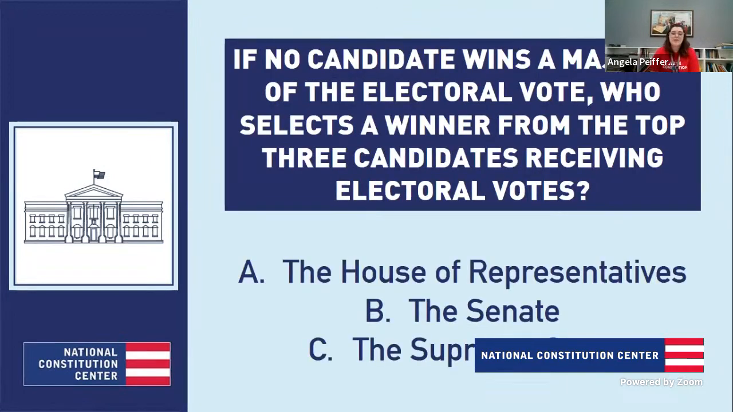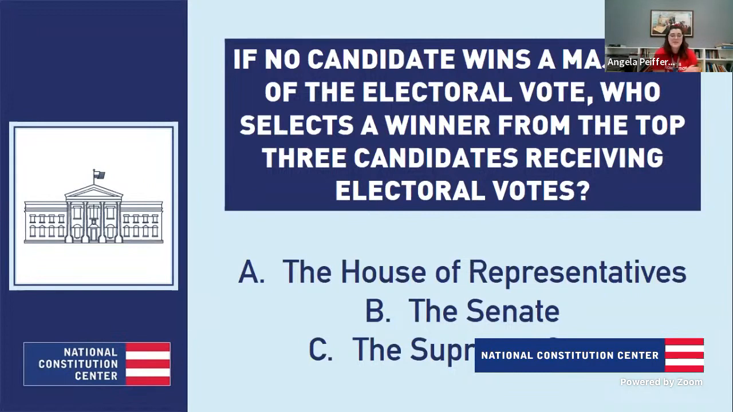If no candidate wins a majority of the electoral votes, who selects a winner from the top 3 candidates receiving electoral votes? Would it be A, the House of Representatives, B, the Senate, or C, the Supreme Court? I like the confidence we have in the chat here. Some people are saying that they are the ones who would be selecting the winner.